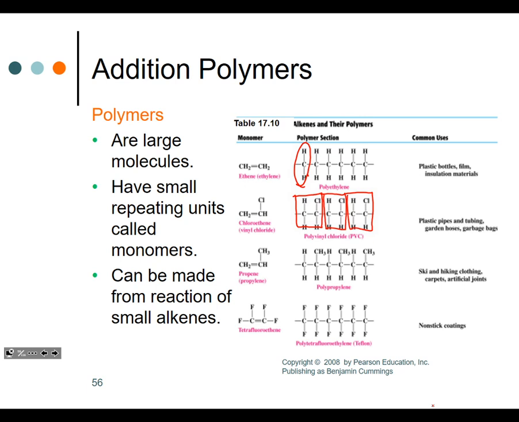So that's a polymer. This one is a little bit different. It has CH3 instead of a chlorine, but it's just repeated over and over again. Same with these. So that's all a polymer really is. It's just repeating subunits.